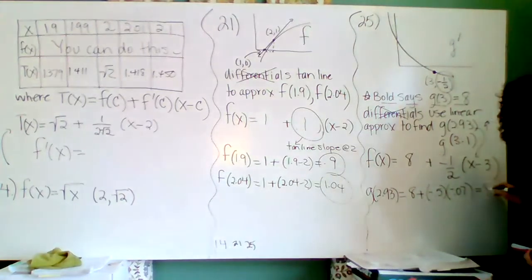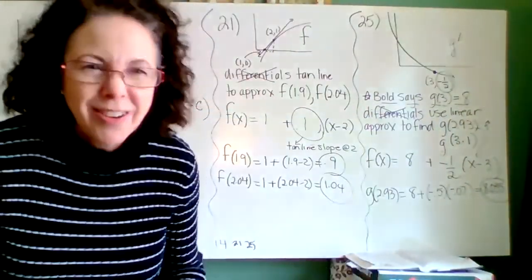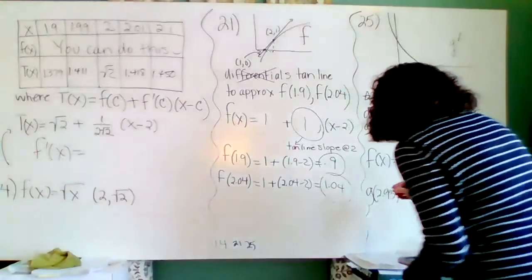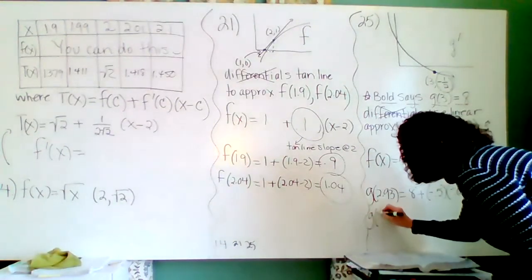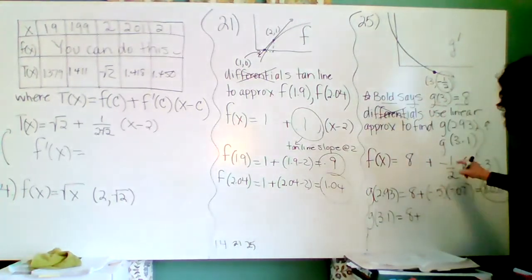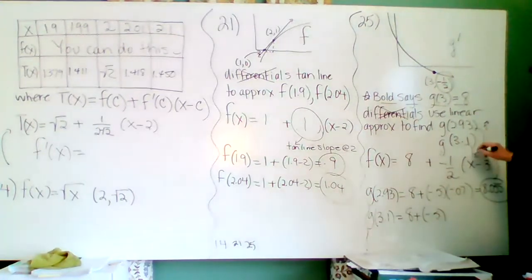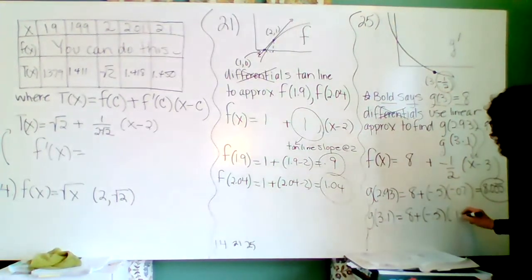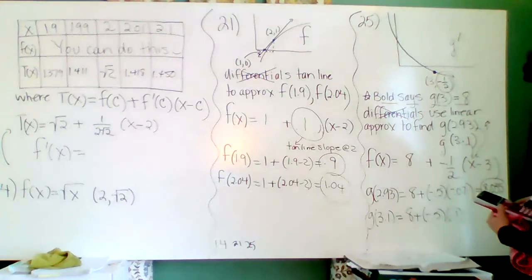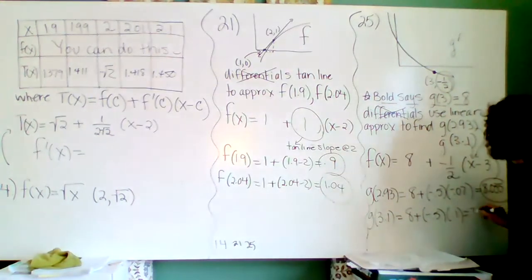Is 8.035. I feel I should have done that on my own, just so you know. There we go. And then G of 3.1. Right? Value starts at 8, plus the slope is negative 0.5. Notice here when I put in a 3.1, I get a 0.1, right? And our final answer is 7.95.